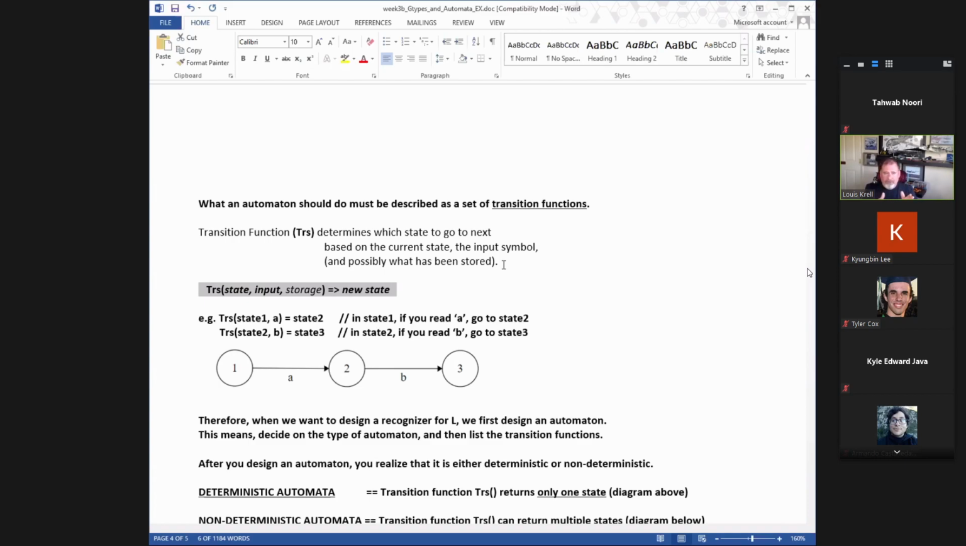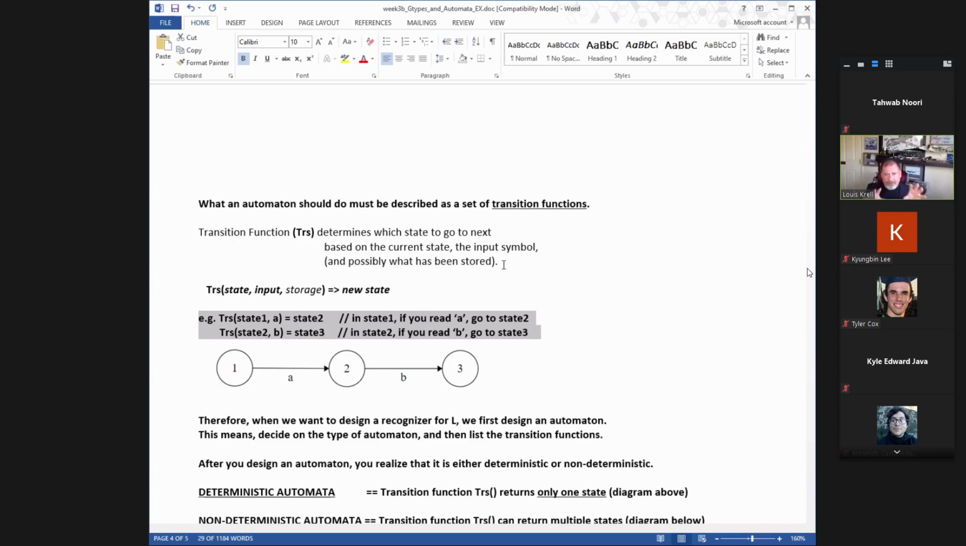And the result is the new state that you advance to from the previous state based on the input character that you see. So here's an example of two transition statements. First one basically states that if you're in state 1 and you see an A, you transition to state 2. And if you're in state 2 and you see a B, you transition to state 3. Any questions?